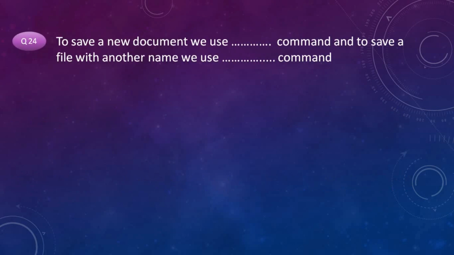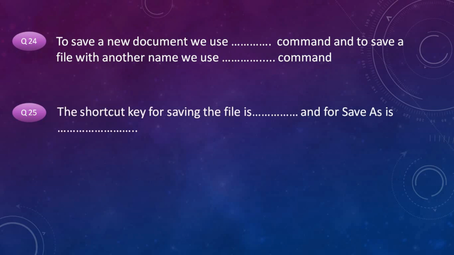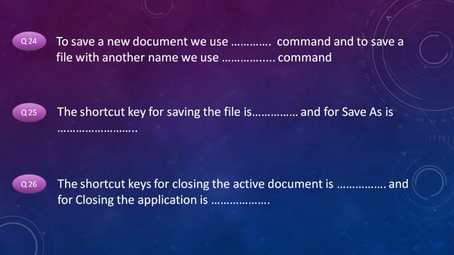To save a new document, we use dash command, and to save a file with another name, we use dash command. The shortcut key for saving the file is dash and for save as is dash. The shortcut keys for closing the active document is dash and for closing the application is dash.